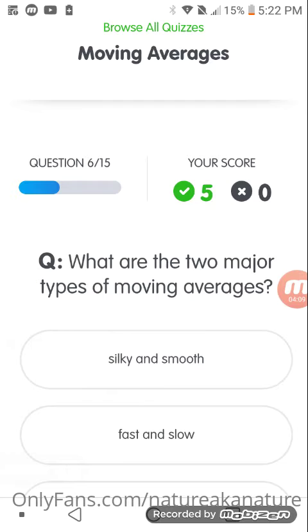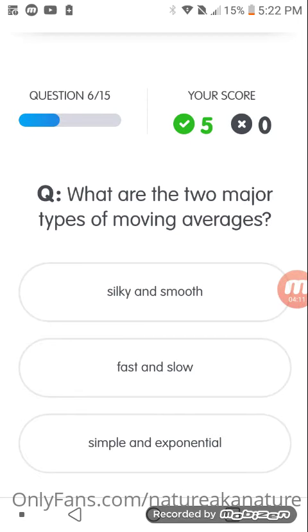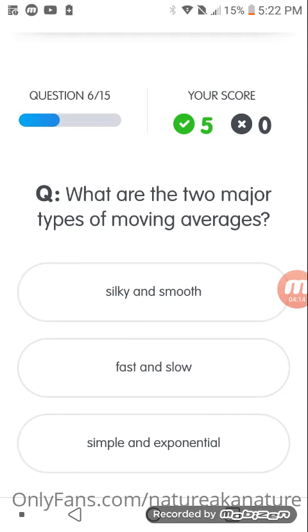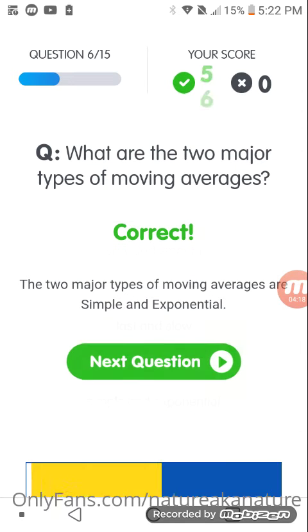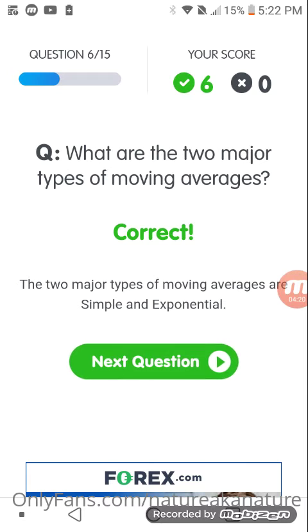What are the two major types of moving averages? Silky and smooth, fast and slow, or simple and exponential? You said simple and exponential. These are the two moving averages: the simple and exponential moving averages. The simple is the SMA, and the exponential is the EMA.